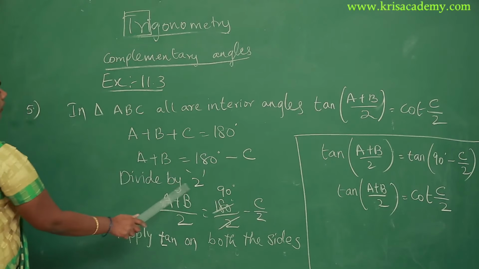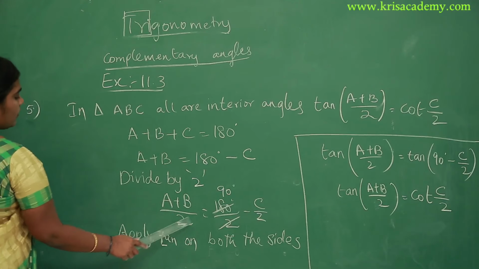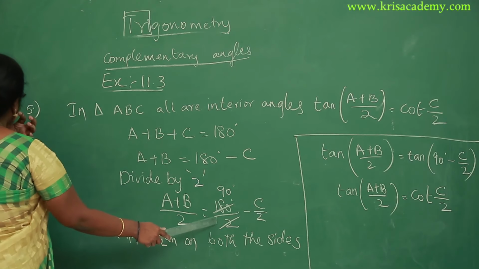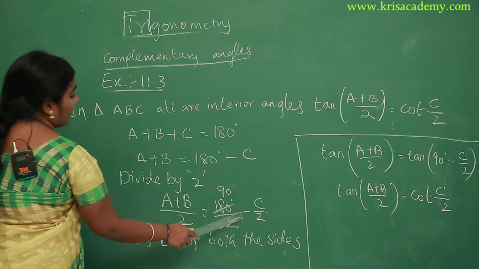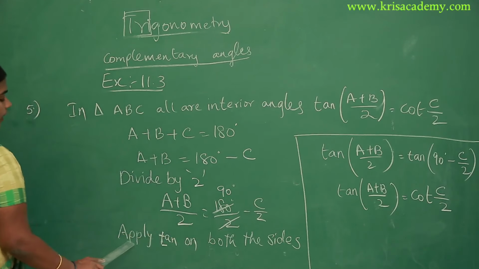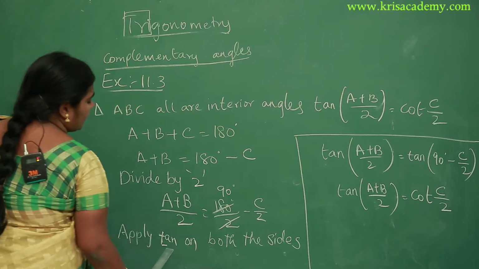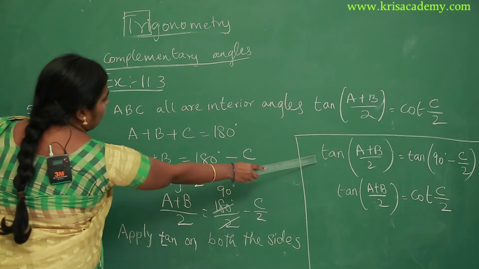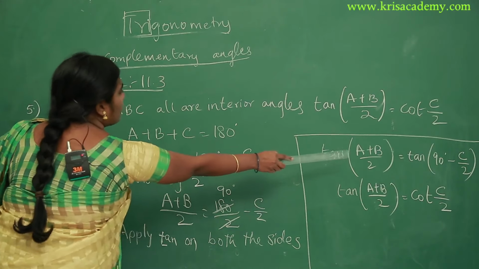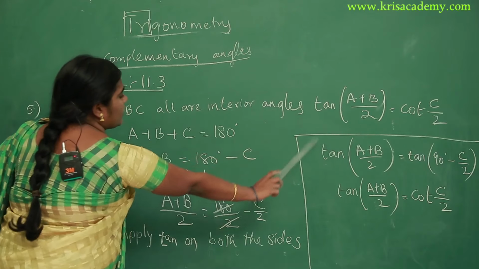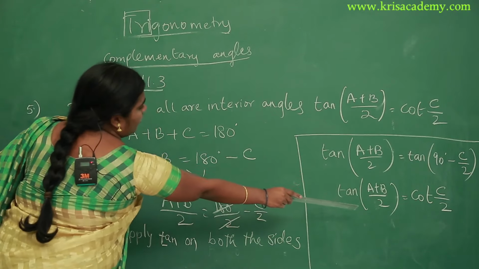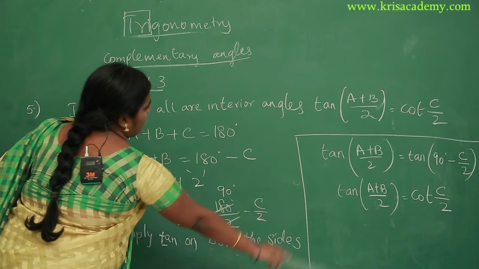So divide by 2. (A plus B) by 2 is equal to 180 degrees by 2. In the 2 table it will cancel to 90 degrees. So minus C by 2. Apply tan on both the sides. Why tan only? Because your question is tan. So tan of (A plus B) by 2 is equal to tan of (90 degrees minus C by 2). Tan 90 complement is cot. So LHS is proved to RHS.